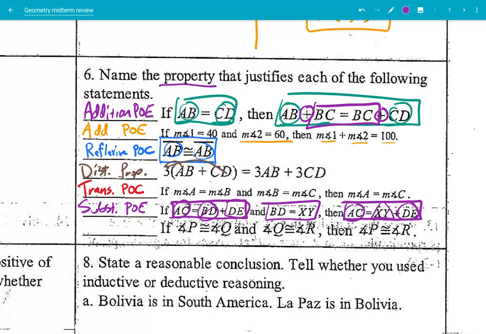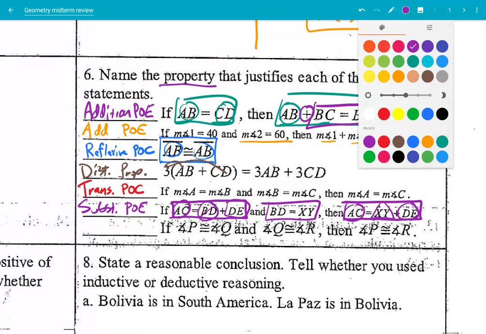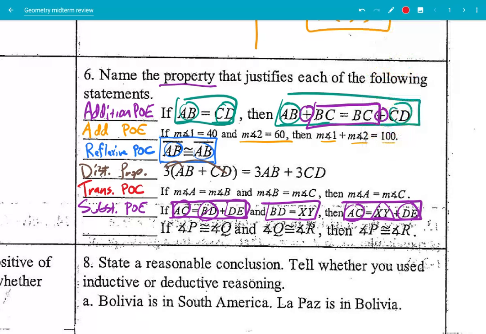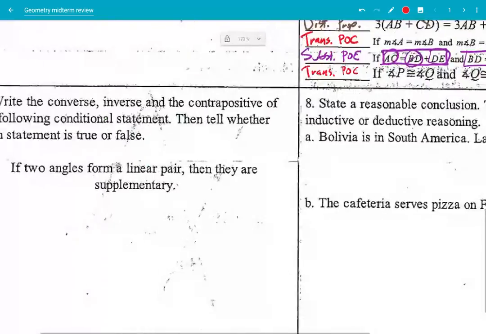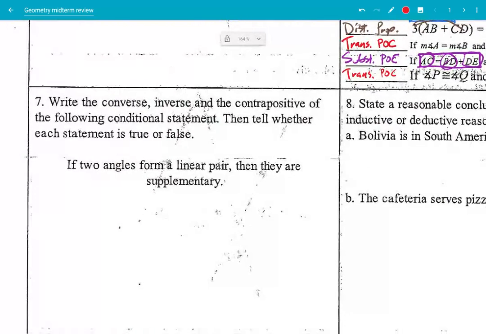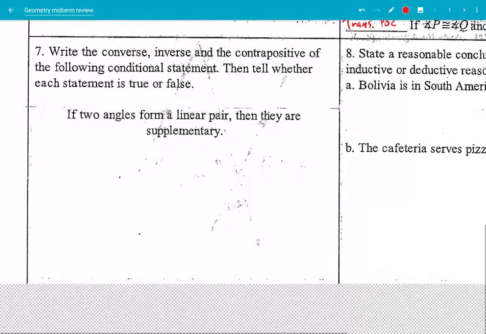All right, last one. If angle P is congruent to angle Q, and Q is congruent to R, then P is congruent to R. Well, let's use transitive again. Look, I accidentally or just randomly chose the same color. All right, write the converse, inverse, and contrapositive of the following conditional statement.